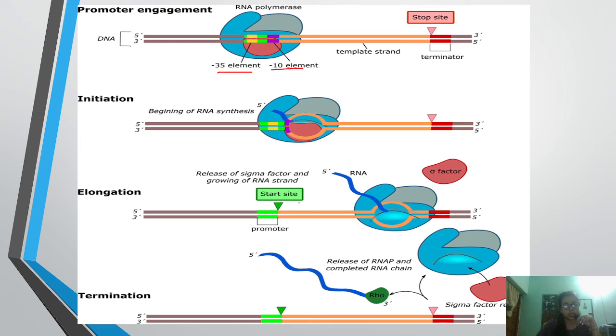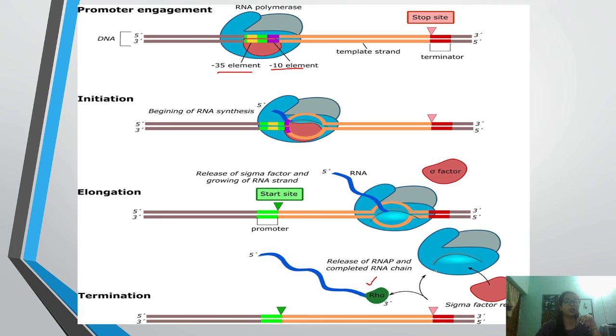You can see here the strand, first it was binding here, then gradually it will elongate and the process of transcription takes place. Once they reach the termination end, the RNA polymerase will be released and the process will be stopped. But the termination process takes place by two methods. One is the rho dependent method, another one is the rho independent method, or you can say GC termination method.